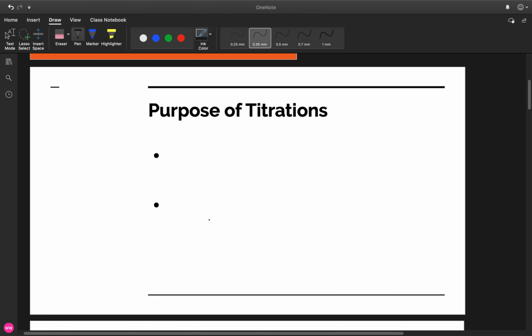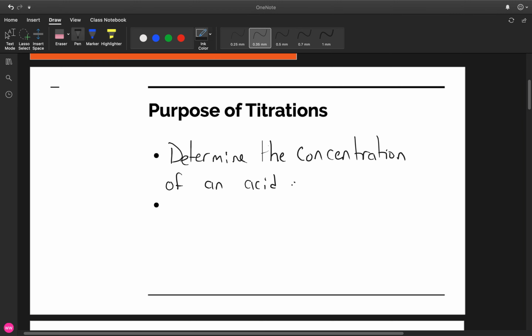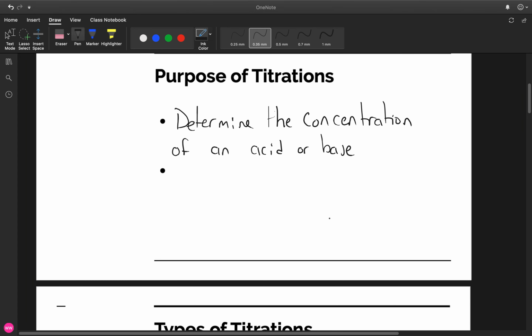First things first, the purpose of a titration. When we're looking at titrations, our whole goal is to determine the concentration of an acid or base. And in order to do this, we must know the concentration of the base or the acid that we're using to titrate the acid or base with.